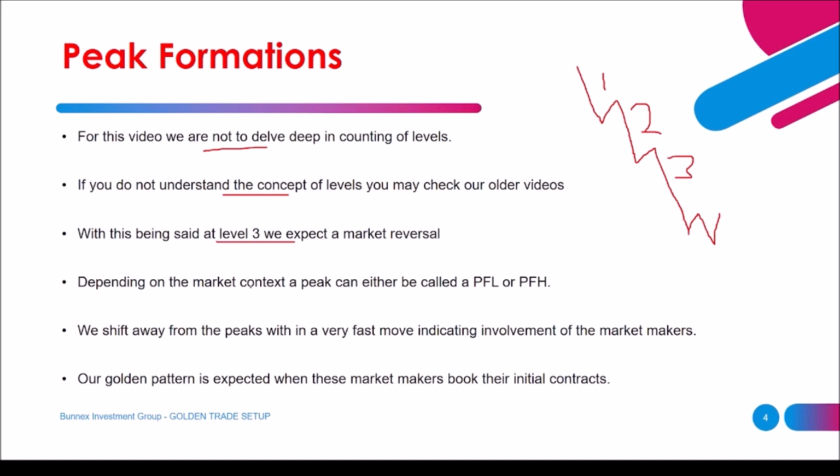Depending on the market context, a peak can either be called a PFL or peak formation low. Like in this context, we have this as the peak formation low, and if it is in a downward context, we'll actually come from a point called the peak formation high or PFH. From these peaks, we shift away with a very fast move, indicating involvement of the market makers.